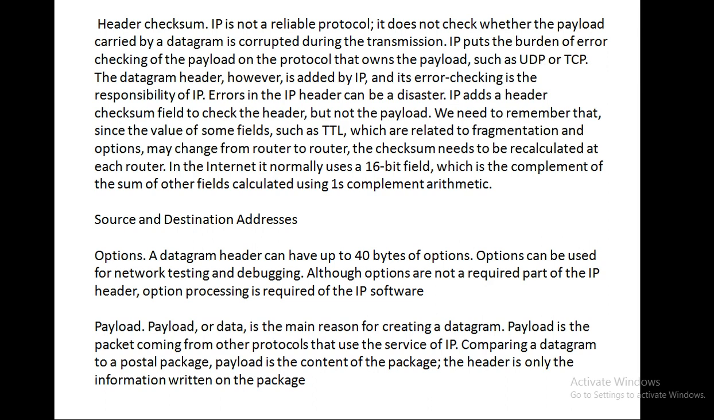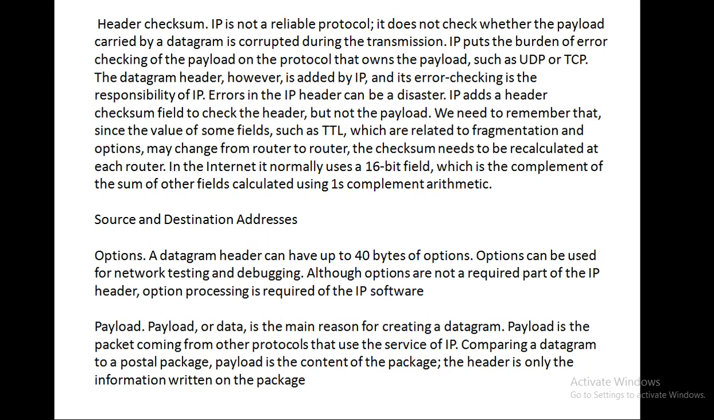Payload is whatever is there after the header. Payload is nothing but the actual data, the data together with the header. The header is only the information written on the package, and the payload is the content of the package. Whatever contents are included in the package is called the payload. So this is how the IP version 4 datagram looks.